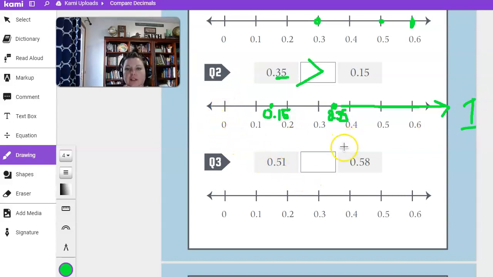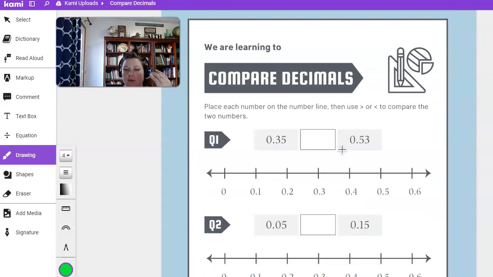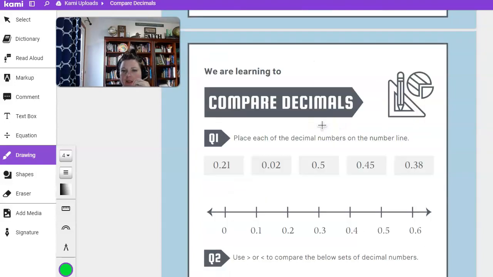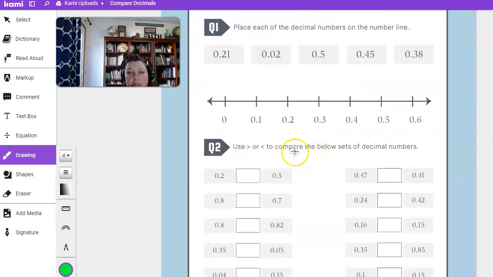Okay, I would love to see you do the next couple of these on your own. And when you get to page 3 that asks you to use the less than or greater than symbol, we'll do a couple of these together. Let's look at 2/10 compared to 5/10.